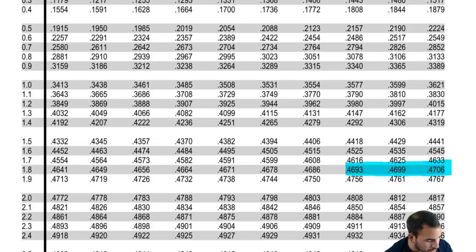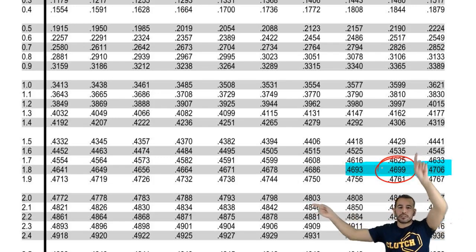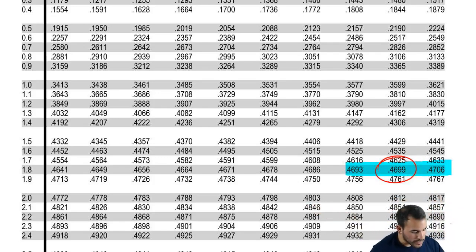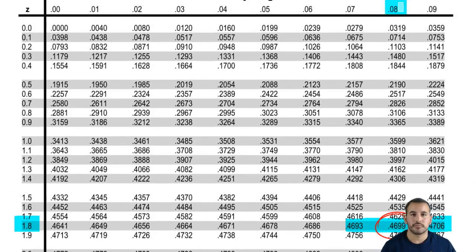So 4699 seems to be the closest to 4700, right? Because 4706 is 6 away, 4693 is 7 away. But 4699, that's just 1.0001 away from our 47. So I'm going to use that and work my way backwards. Instead of pinpointing the probability, we're going from the probability and going backwards to get our z. So the z that corresponds to that then is 1.8, and let's go up, 1.88. You see that? So that 4699, you go across, that's 1.8, 1.88.